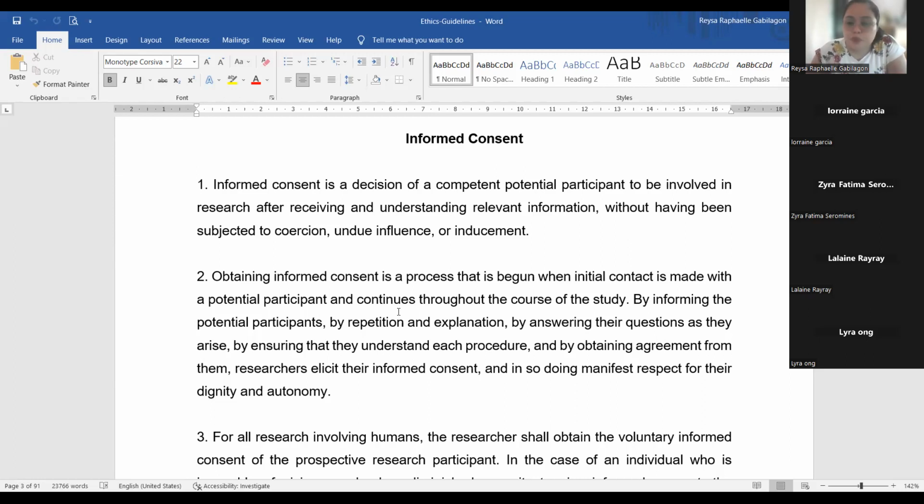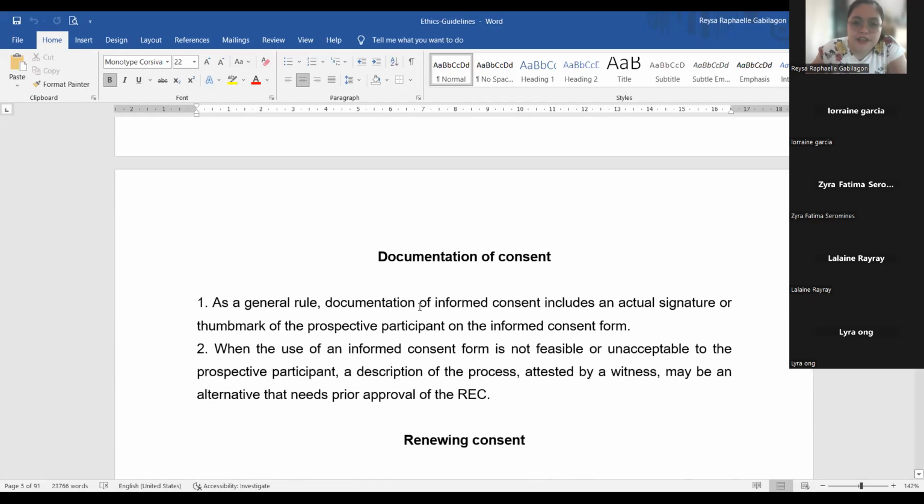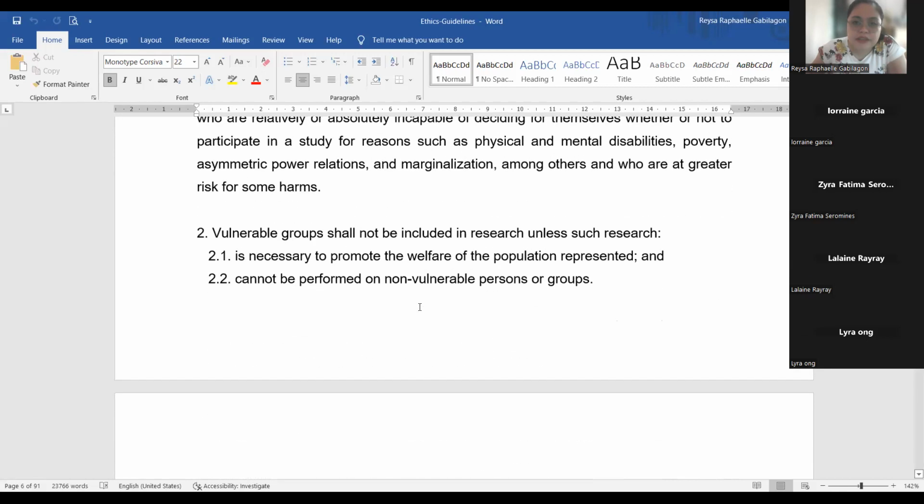So all should be included in the informed consent form, including a clause wherein they have the choice to withdraw their participation anytime sa study. Okay? Merong ganung clause sa informed consent ninyo. And isa ito sa i-check ng Research Ethics Committee in the school. Okay? And then, another one, we have here, wait lang.